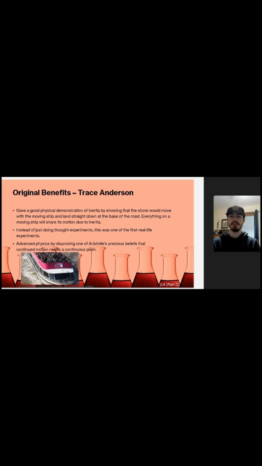He gave a good physical demonstration of inertia by showing that the stone would move with the moving ship and land straight down at the base of the mast instead of falling backwards and not moving with the ship. Everything on the moving ship will share its motion due to inertia. So instead of just doing thought experiments, this was one of the first real-life experiments on this topic. It advanced physics by disproving one of Aristotle's previous beliefs that continued motion needs a continuous push.